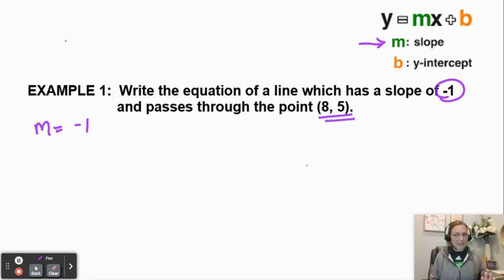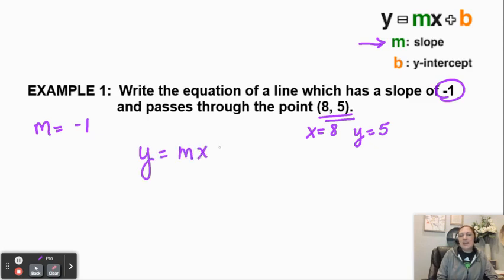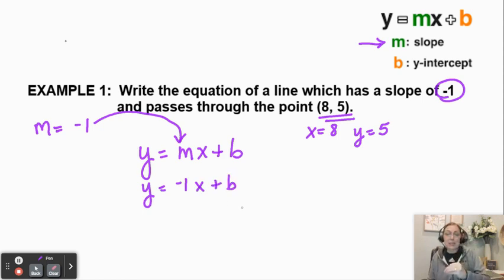Now, that's not b. So let's not get ahead of ourselves there. That tells me that x is 8 and y is 5. You'll remember from your algebra studies that the x comes first and then the y. So if I take my equation y equals mx plus b, I'll make the first substitution in place of my m. That gives me y equals -1x plus b. Okay, now let's make the substitutions for x and y. In place of the y, I'm going to put the 5. In place of the x, I'm going to put the 8.